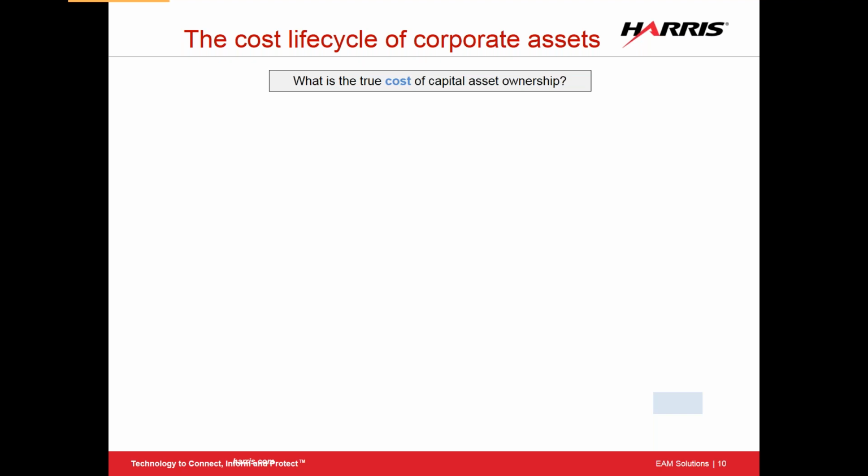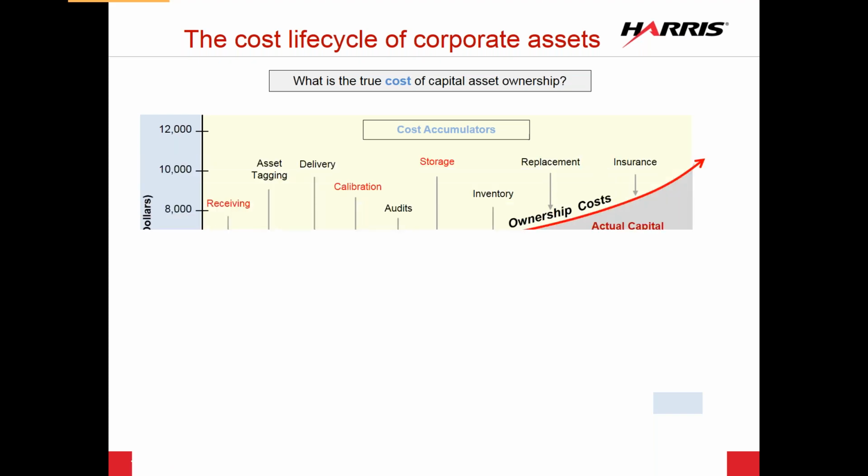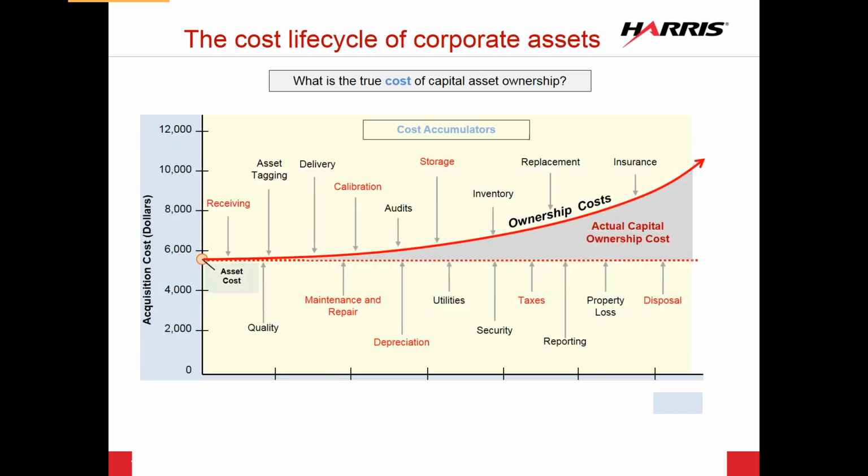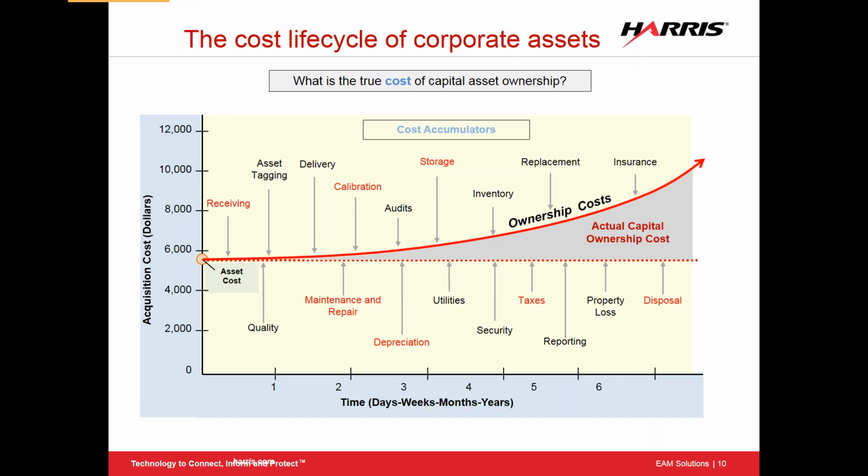So every item that you buy has what are called cost accumulators. So from the day you bring that asset into your facility, you start accumulating costs. So again, on the left side, you're going to see a $12,000 number there. You'll see from 0 to 12,000 going from bottom to top on the left. And from left to right, you'll see a timeline. It could be days, weeks, months, years. This is years. So again, let's take a few minutes here and look at this.